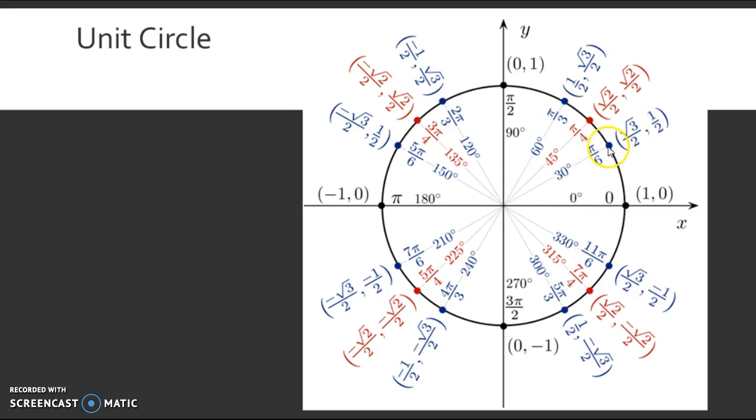Right, so remember we made our triangles, or we dropped them down, filled in our sides, and we got root 3 over 2, 1/2, and then root 2 over 2. And then based on where you are is where the x is positive and negative. And remember, all students take calculus.